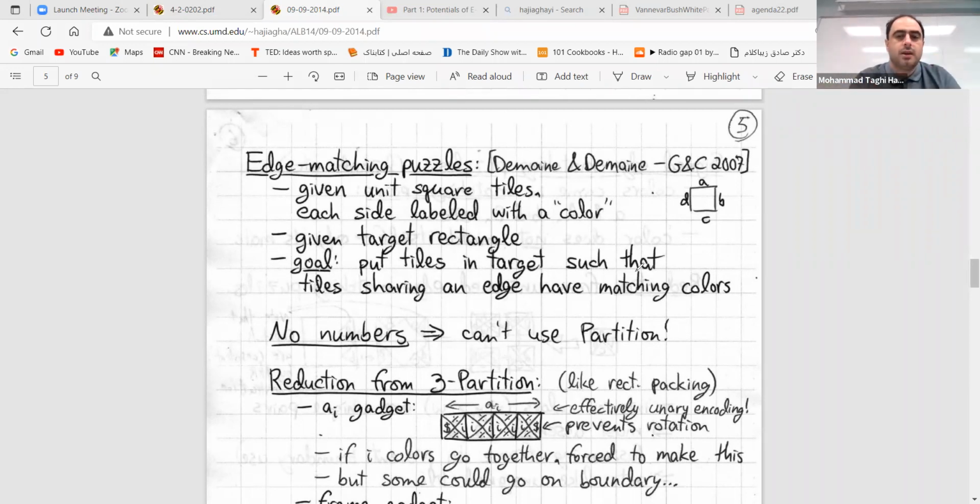So in this problem, you are given some unit squares like this, and each side has a color. And then you are given a target rectangle. You want to put the tiles in the target such that tiles sharing an edge have a matching color. So two colors that you put, the other tile should have the B here, essentially. So this is a puzzle, essentially. As you will see, there are no numbers in some sense. But in some sense, there are numbers. The colors are the numbers that we want to use.